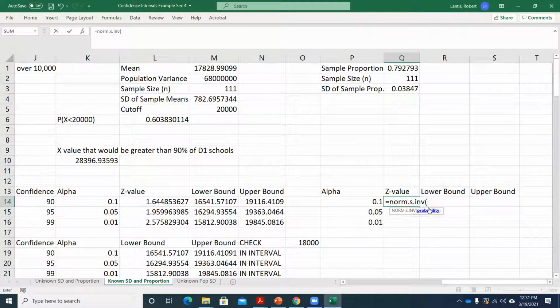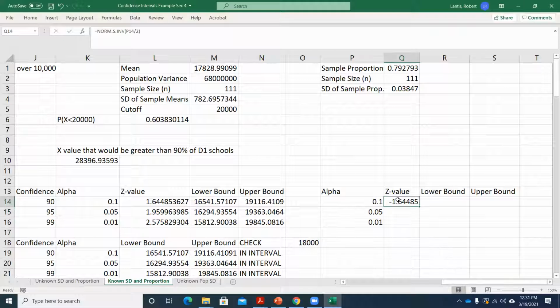I know the area in the tail that I want is alpha divided by 2. Okay. Now what issue is going to occur if I simply leave it at that? Remember last class we said, oh, well, it's always going to give me the negative z value, right? Because alpha over 2 is going to be a small value, a small area in the left tail, so it is going to be a negative z value.